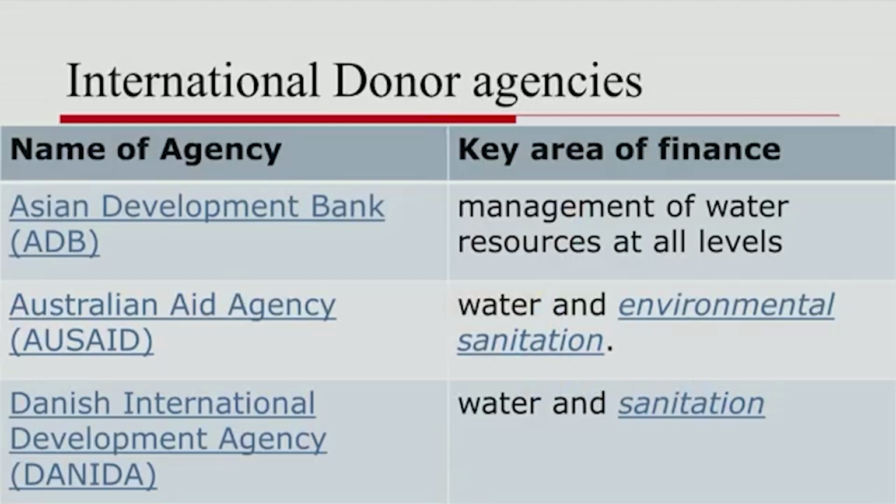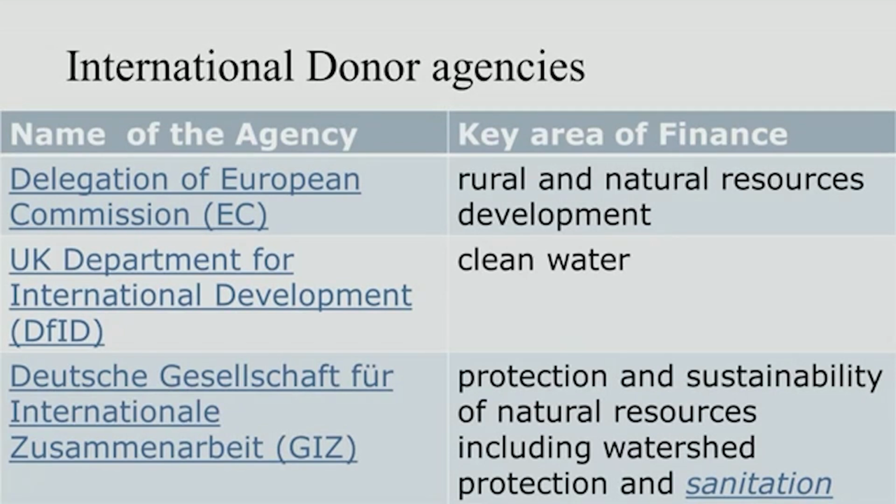economic infrastructure development. There are several other donor agencies, such as the Asian Development Bank, which has as its key area of finance the management of water resources at all levels; the Australian Aid Agency, which includes major financing for water and environmental sanitation; and the Danish International Development Agency, which is looking at water and sanitation related infrastructure projects. Other international donor agencies are the delegation of the European Commission, whose major key area of finance is the environment and natural resources for development; the UK Department for International Development, DFID, whose major focus area is clean water; and GIZ, which works on the protection and sustainability of natural resources, including watershed protection and sanitation.